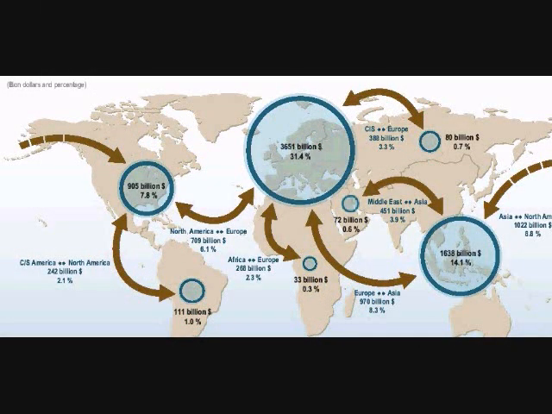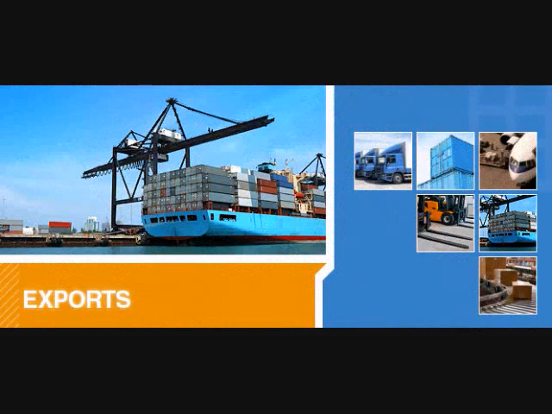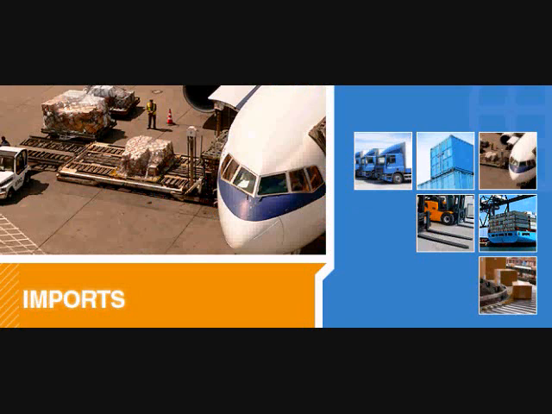The balance of trade is the difference between how much a country imports versus how much it exports. If a country is exporting more than it is importing, it has a balance of trade surplus. However, if a country is importing more than it is exporting, it has a balance of trade deficit, or simply a trade deficit.